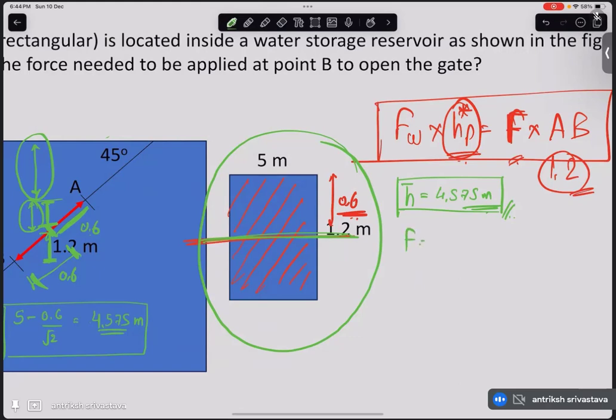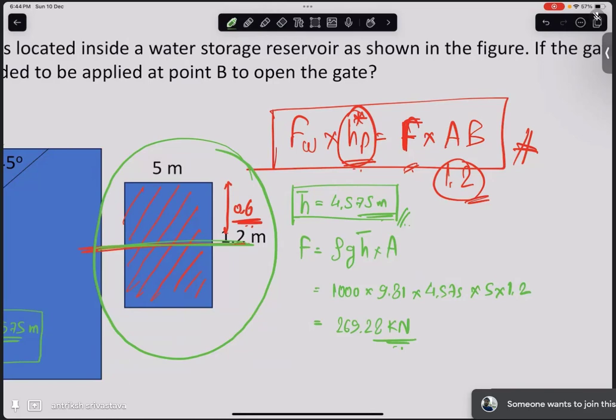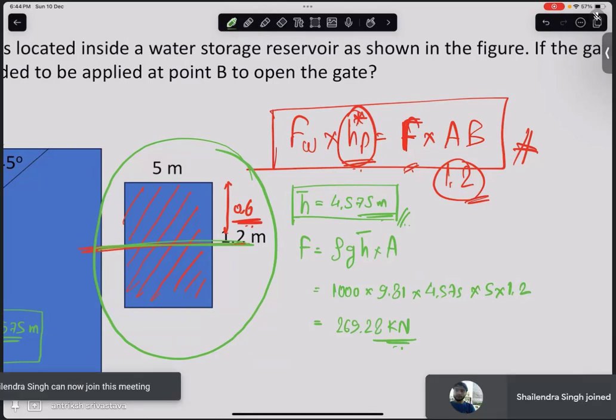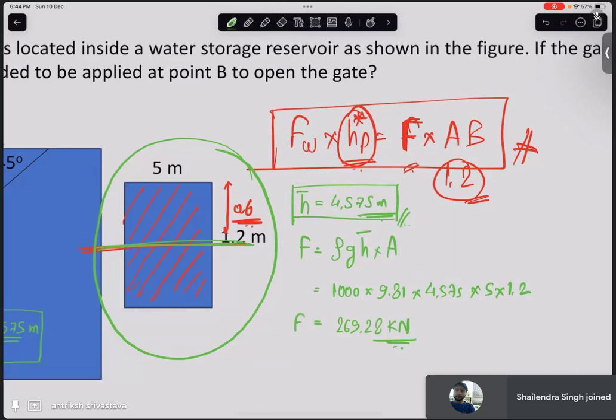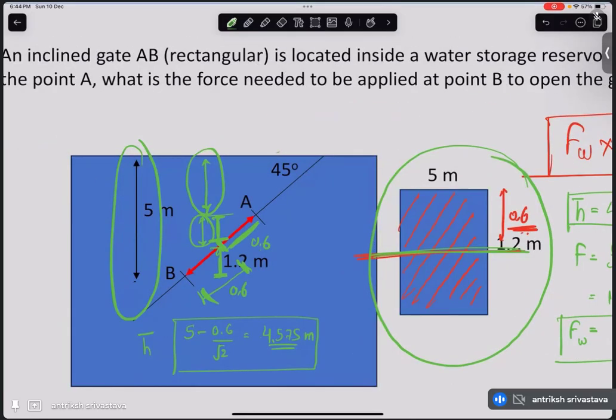What did we discuss about the pressure force? It is nothing but rho g h bar into area, right? Rho 1000, g 9.81, h bar 4.575 into area. What is it? 5 into 1.2. So what is the total force? We get 9.81 into 4.575 into 6, which is 269.28 kilonewton, right? This is our force that will act on this particular gate at some height that we have to calculate now.